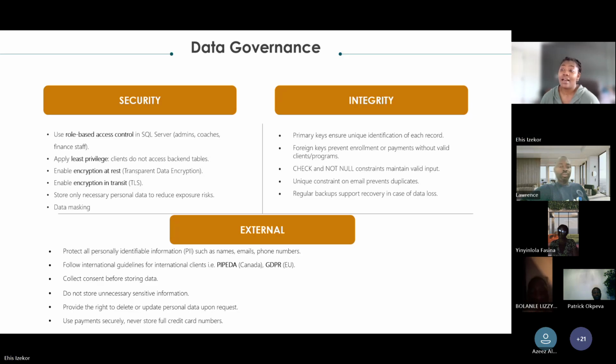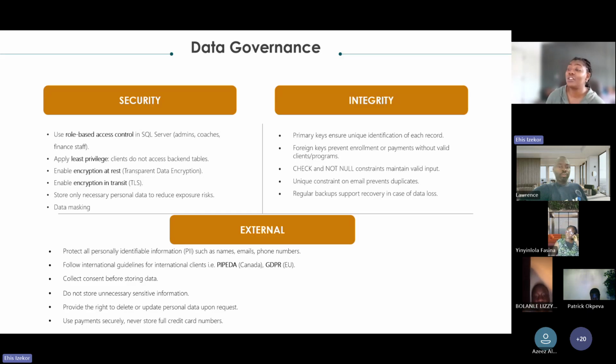There's apply list access privilege. Like I said, clients do not have access to the backend. Probably they have an application they're dealing with to get information about the programs, their registration, the upcoming sessions and all of that. Then there's also encryption at rest. This just means you're protecting the data at its place of rest, preventing theft so nobody's getting to your data.